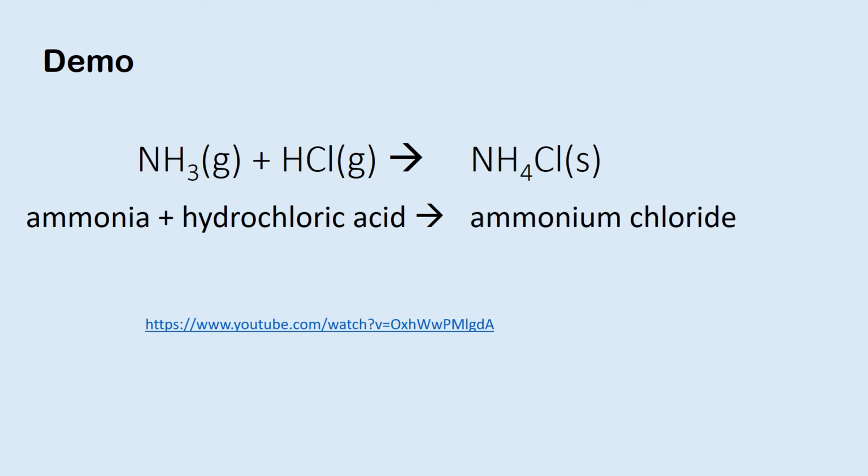In terms of why we're looking at that, if you look at the demo underneath, because ammonia gas and hydrogen chloride gas are both colourless, if you put them at each end of the tube, they slowly diffuse down the tube, and where the particles collide, you will get a white solid of ammonium chloride.